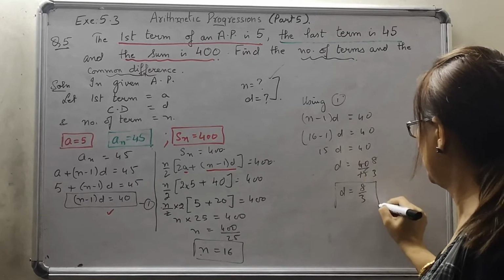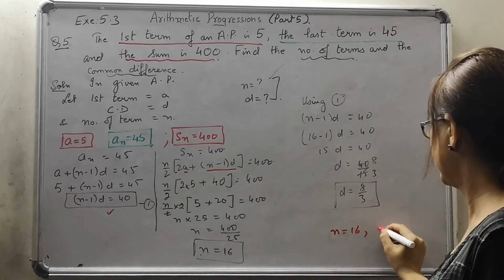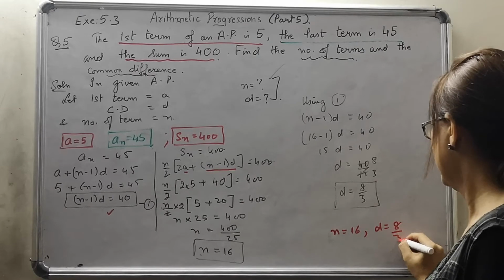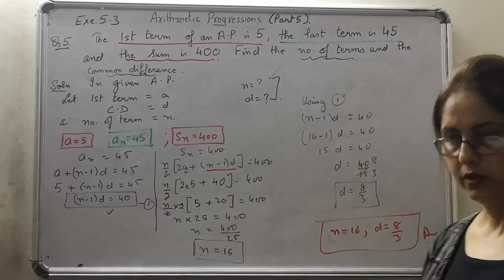These are the two things we had to find. We have got N is equal to 16 and we have got D is equal to 8 by 3. This is your answer. Just take it down.